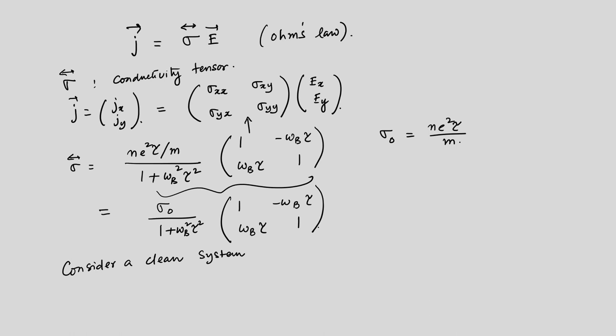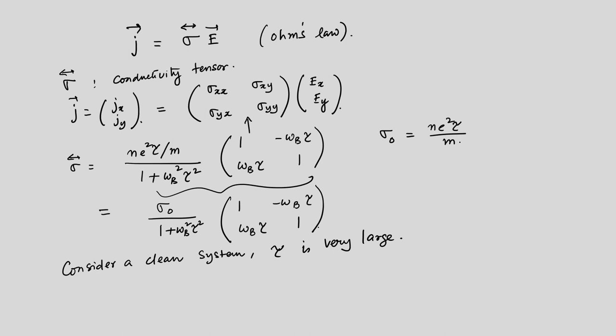And what do you mean by clean system? The clean system means there are no impurities or defects or disorder in the problem, in which case your tau will become very large. This we have told earlier as well, that the relaxation time, in the event there are very infrequent collisions or almost no collisions, tau becomes very large.